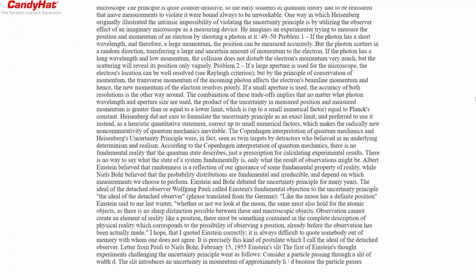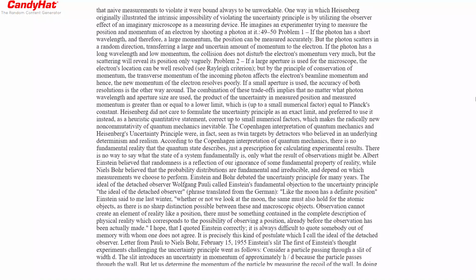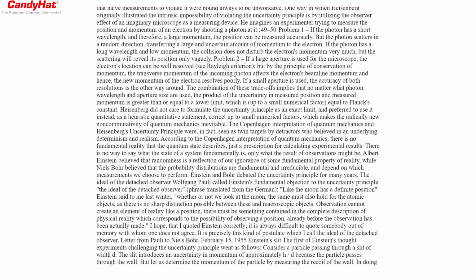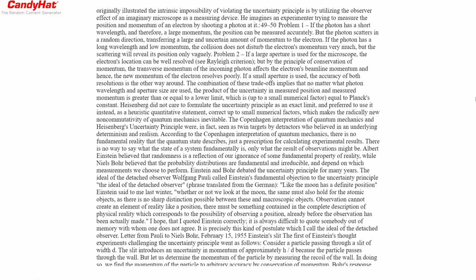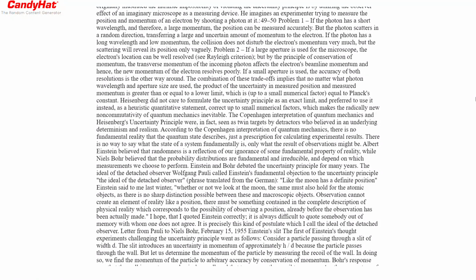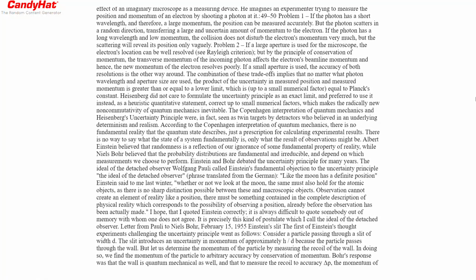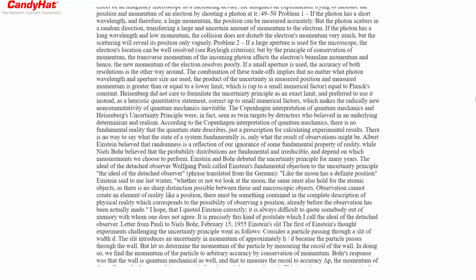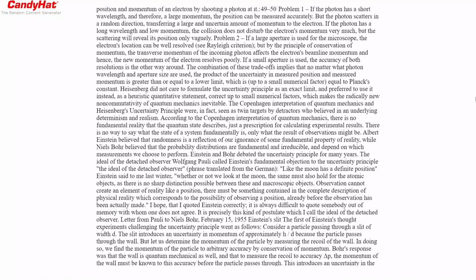Einstein said to me last winter, whether or not we look at the moon, the same must also hold for the atomic objects, as there is no sharp distinction possible between these and macroscopic objects. Observation cannot create an element of reality like a position. There must be something contained in the complete description of physical reality which corresponds to the possibility of observing a position, already before the observation has been actually made.